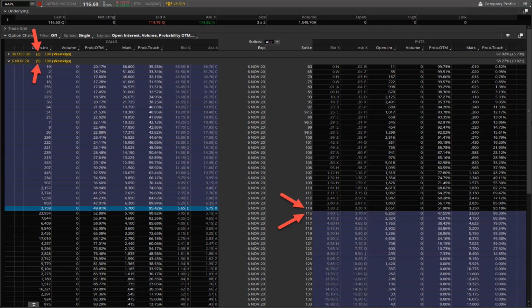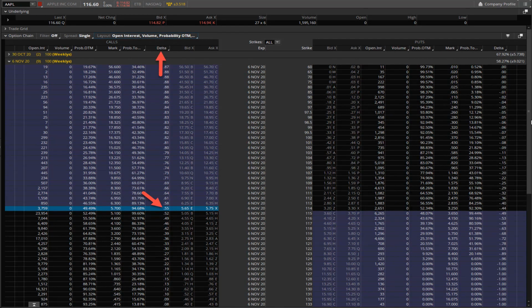And then you'll see the pricing in the middle, which is the strike prices. That's at or near the money. So you can see price currently with Apple is at $116. So those are the two strikes that are basically at or near the money.